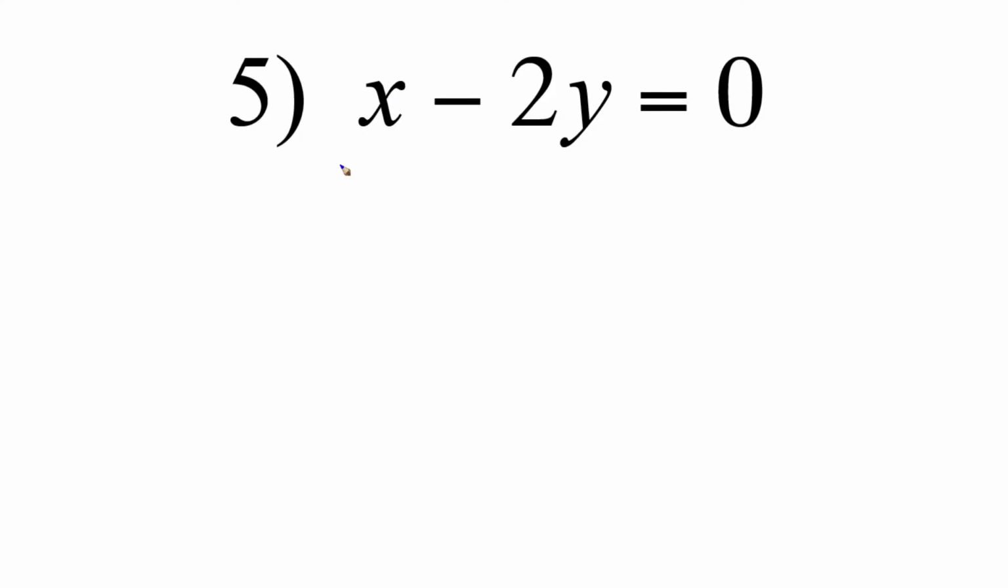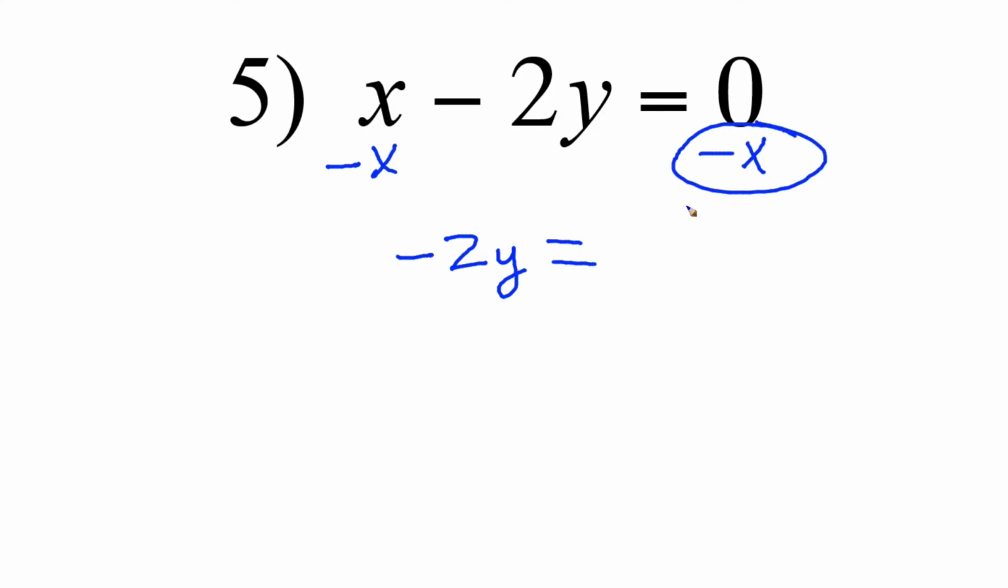The next one, again, we just want to do the opposite of x. So we're going to minus x on both sides. That's positive x, so we're going to do a negative x. And we have negative 2y equals, x always comes first, negative x, and then we can have that plus 0 if we want, but we don't need it. So I'm going to put that in red just so we know it can be there, but we don't need it.